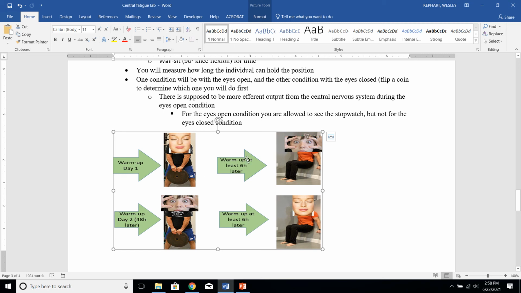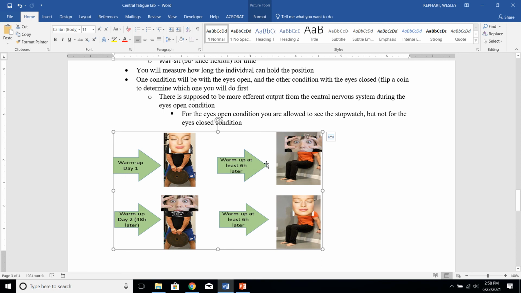Warm up at least 6 hours later, then you can do your lower body one. So here, eyes open, of course, lower body wall sit, 90 degrees with the ground, so parallel with the ground, of course, 90 degrees in the knees. I'm sorry, talking a little fast right here. Parallel with the ground, legs should be burning, eyes open, see how long you can last there. Day two, at least 48 hours after day one. I don't want anybody getting sore.